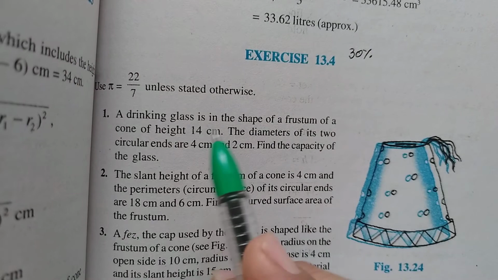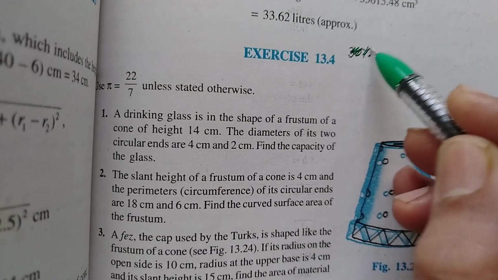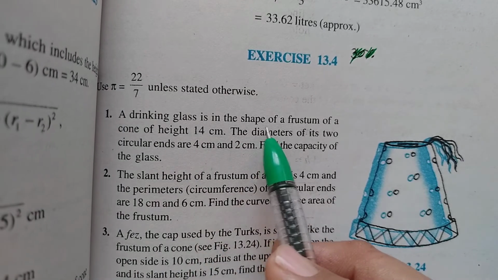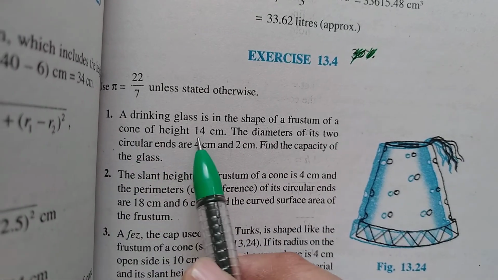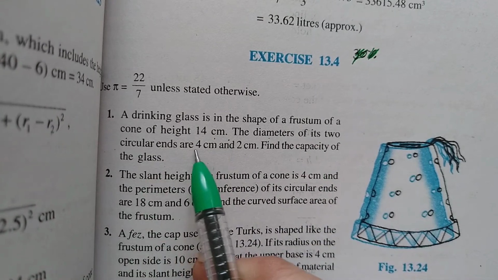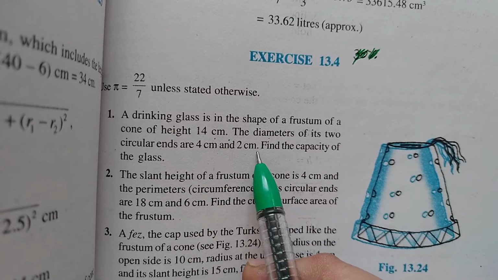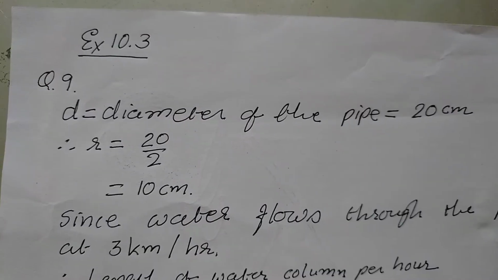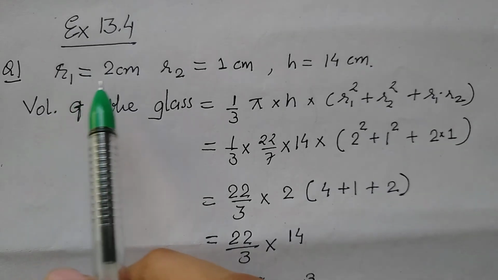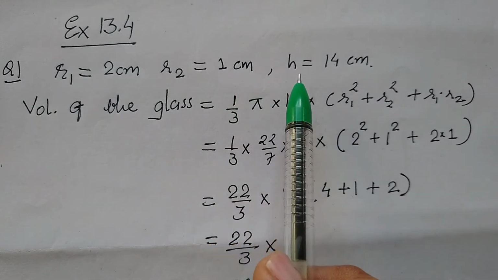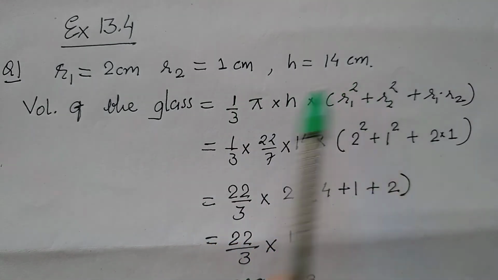Exercise 13.4, question number one. A drinking glass is in the shape of a frustum of a cone of height 14 centimeter. The diameters of its two circular ends are 4 centimeter and 2 centimeter. Find the capacity of the glass. R1 is 2 centimeter, R2 is 1 centimeter, and the height is 14 centimeter.